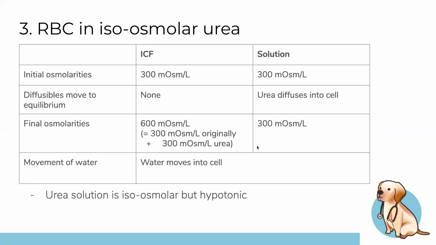So that means inside the red blood cell, you have the 300 milliosmoles you originally had, plus another 300 milliosmoles of urea. And outside the solution, outside the red blood cell in the solution, you have 300 milliosmoles. So that means your ICF currently has 600 and your solution 300. So water moves into the cell towards the hypertonic solution. So urea is isoosmolar, but it's hypotonic.